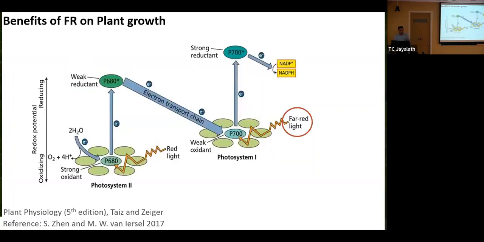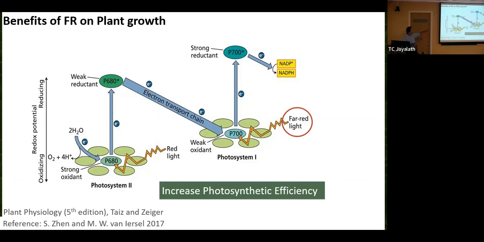So why this benefit of far-red light? By providing far-red light, what is the benefit for plants? If you're looking at the photosynthesis light reaction, there are two photosystems, photosystem 2 and photosystem 1. If you know about photosynthesis, I'm pretty sure most of you know. So photosystem 1 is preferentially excited by far-red light. Therefore, it restores the balance between photosystem 2 and photosystem 1 to increase the efficiency of electron transport rate. By increasing the efficiency of electron transport, it can increase the photosynthesis efficiency.